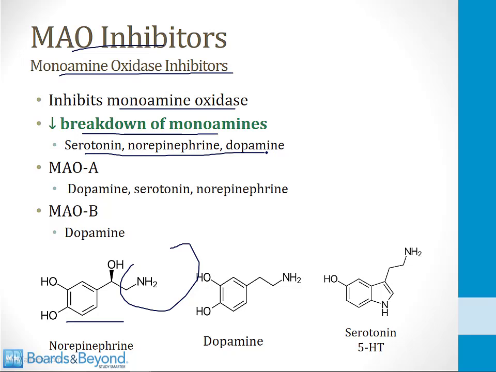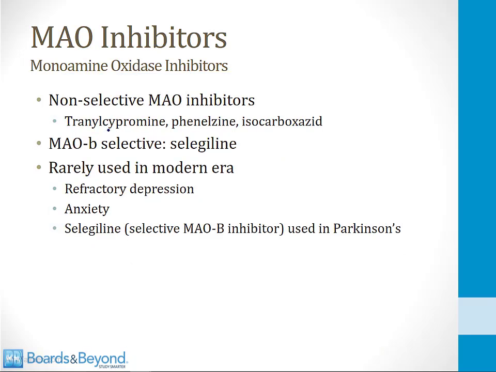There are two subtypes of the MAO enzyme. MAO-A breaks down dopamine, serotonin, and norepinephrine, and MAO-B breaks down mostly just dopamine. Just like tricyclics, these drugs are rarely used in the modern era anymore because of side effects.